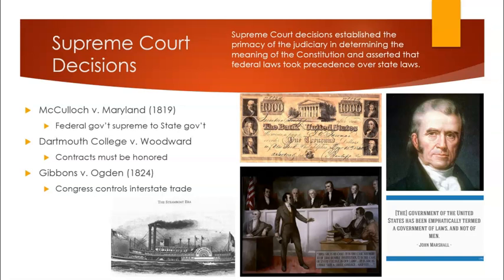The state of New York passed a law giving Robert Fulton and Robert Livingston a monopoly on steamboat traffic on the Hudson Bay, and they in turn issued licenses to operate, and Aaron Ogden had one to navigate between New York City and the New Jersey shore.